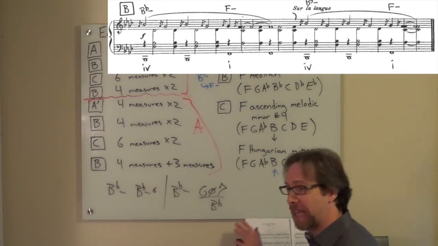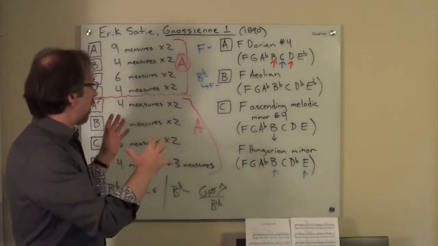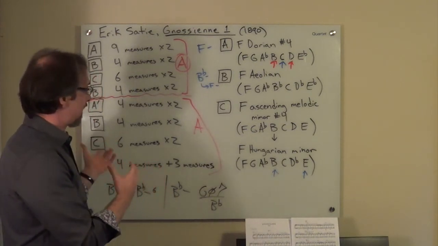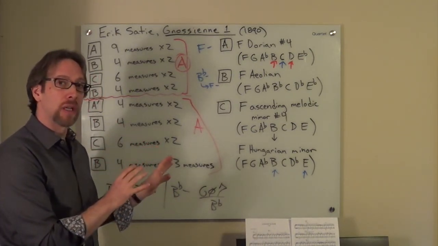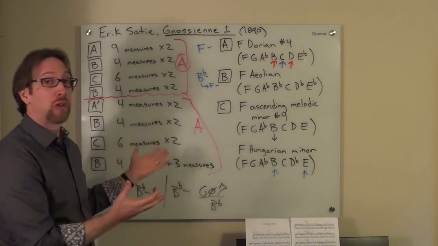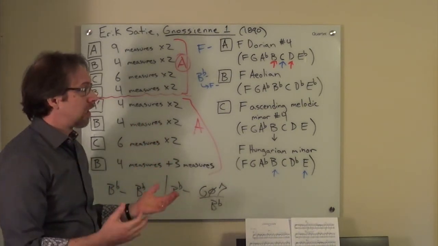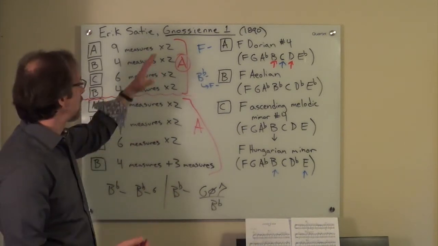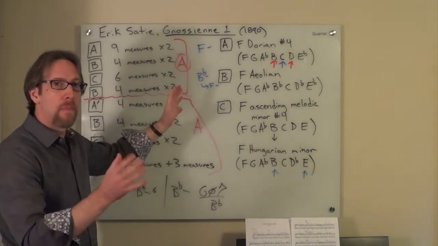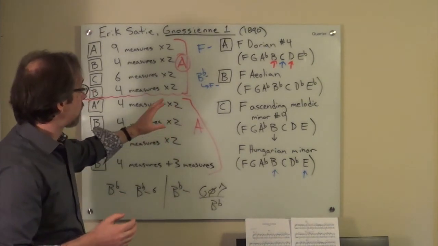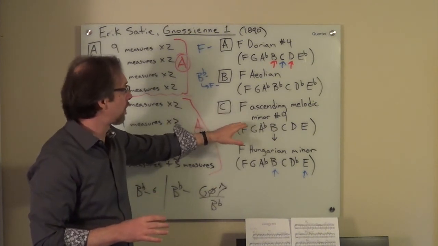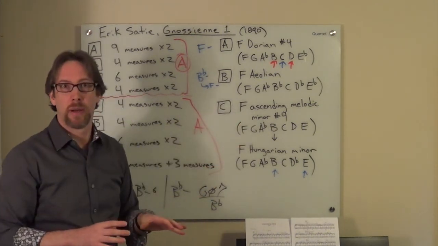So I hope that gave you a whole bunch of insight into how we can use these tools that we've discussed to examine and see how a piece of music is working. I hope that makes you appreciate it more. And I would urge you to try to utilize some of these principles. See if you can take a very simple harmonic structure, take a scale, a regular scale, and modify it. Here, F Dorian sharp 4, F Aeolian, F ascending melodic minor sharp 4, F Hungarian minor. See what you can do.